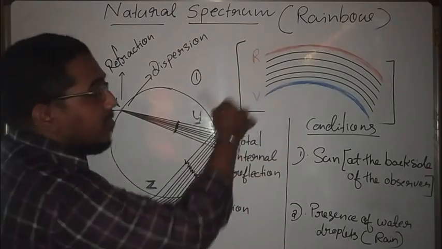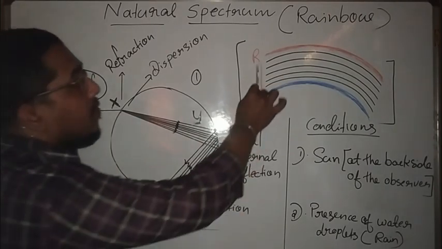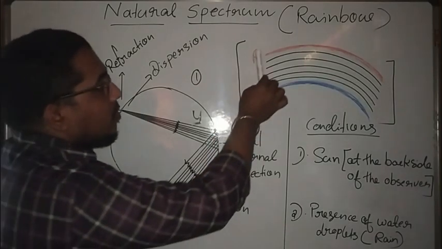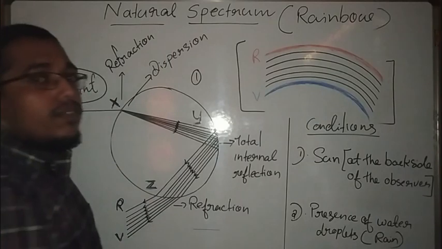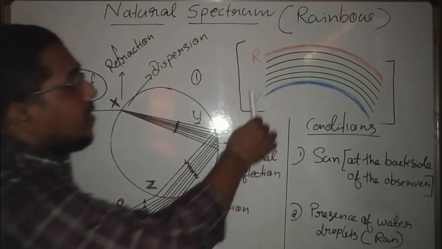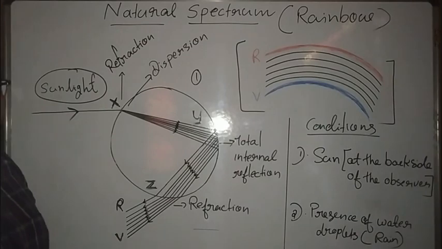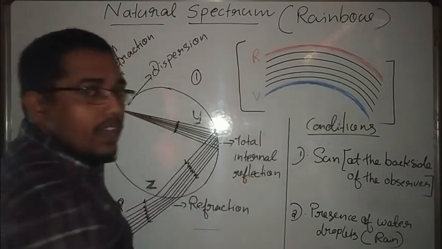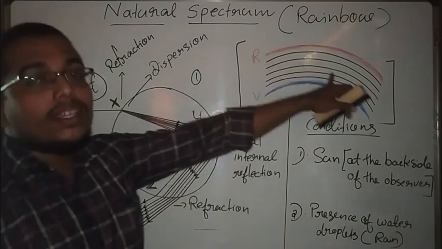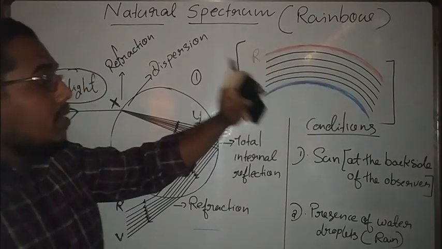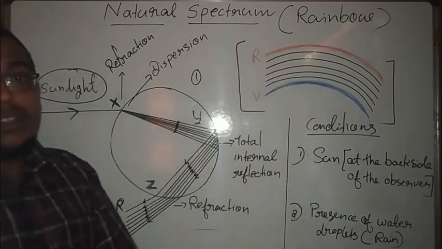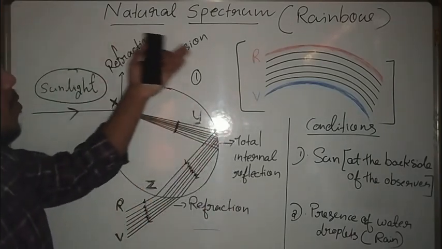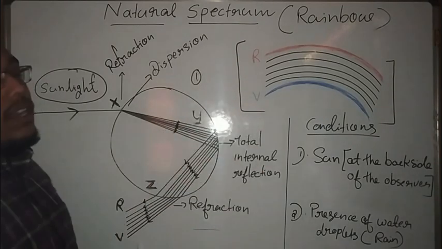Clear? The actual shape of the rainbow is a circle, and we always draw the rainbow as a semicircle or an arc because we only see a small portion of the rainbow in the sky, as the horizon cuts off the major portion of the rainbow. That is why we always draw the rainbow like this. Another important point is that the rainbow is always formed in a direction opposite to that of the sun. These are the important points regarding the rainbow, the natural spectrum.